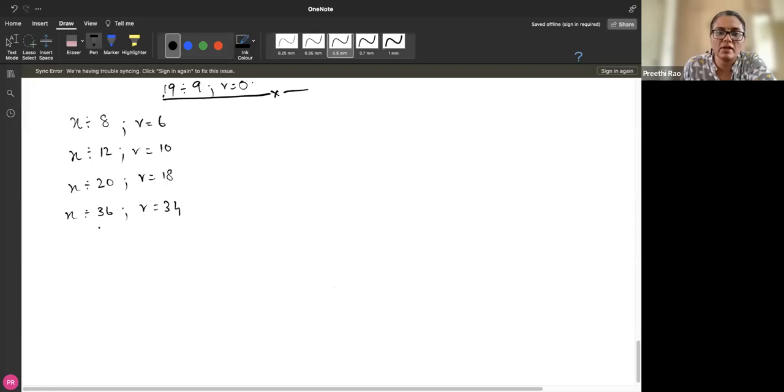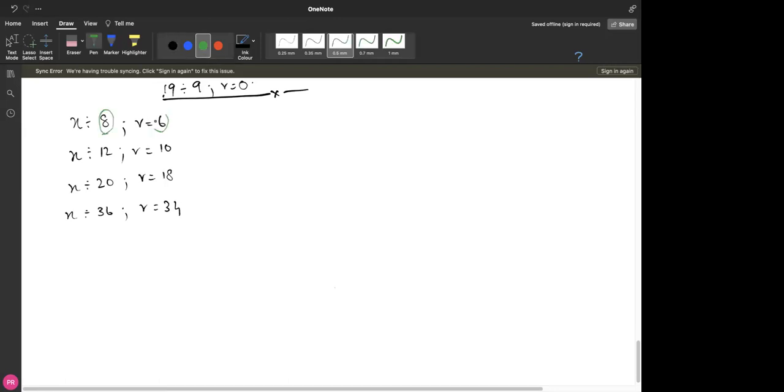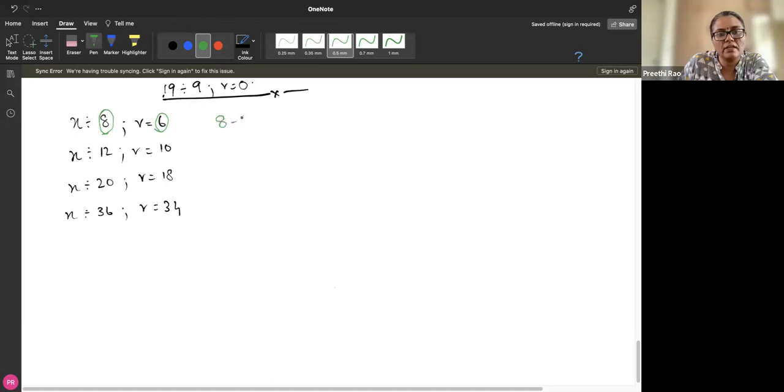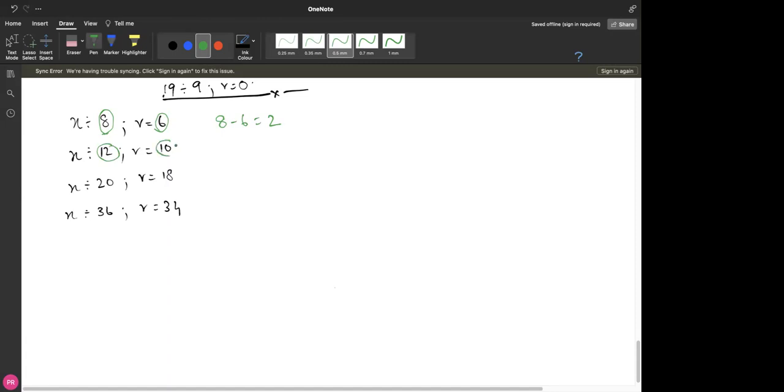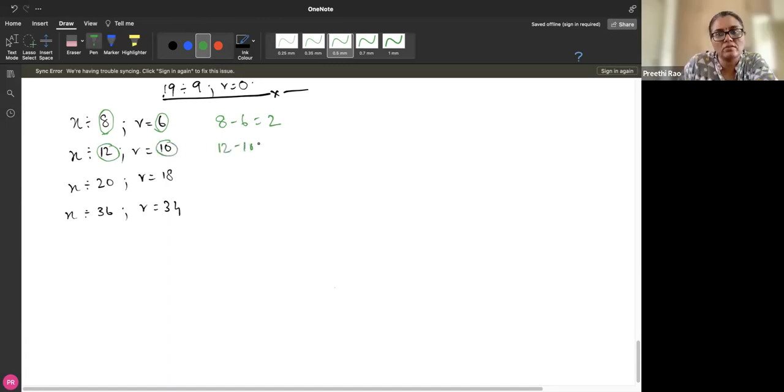So the difference between the divisor 8 and the remainder 6 is 2. The difference between 12 and 10 is also 2. The difference between 20 and 18 is also 2. The difference between 36 and 34 is also 2. Okay, Shivansh, go ahead.